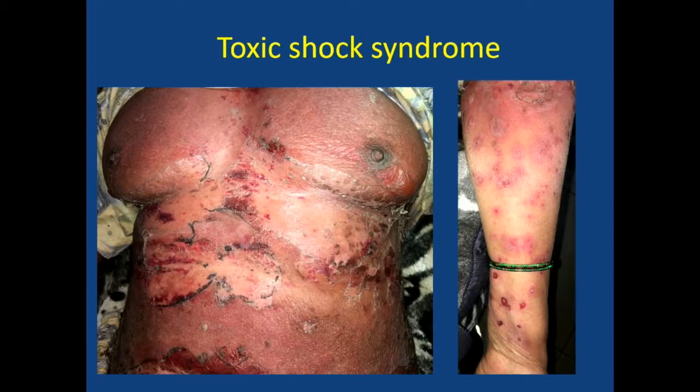This is toxic shock syndrome. Again, it is common in adult females, especially menstruation associated, though it is not commonly seen nowadays. But we do come across adults with toxic shock syndrome.